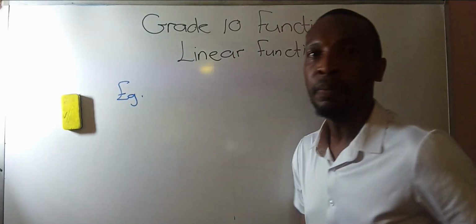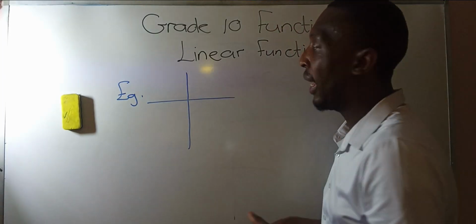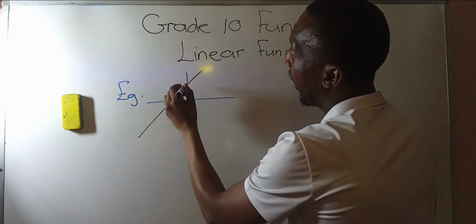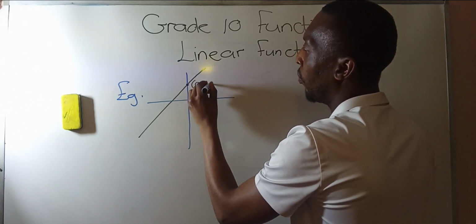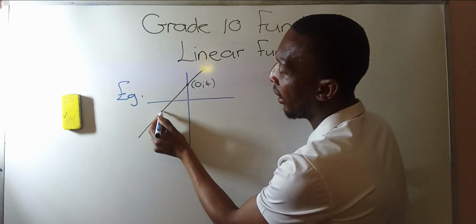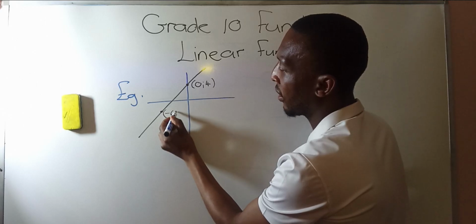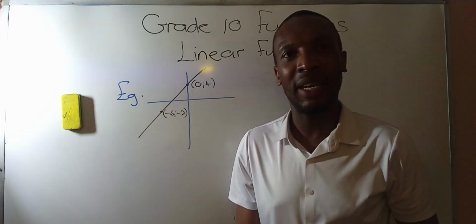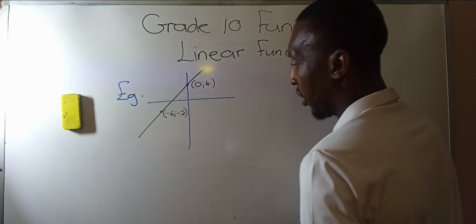Okay, here's an example. They give you a Cartesian plane and they draw a line for you. There's your straight line, and they say this here is the point 0,4. Let's take another point, not on an axis. Let's take a point there, and they say that this is -6, -2. And they want you to work out the gradient of the line, how steep the line is.